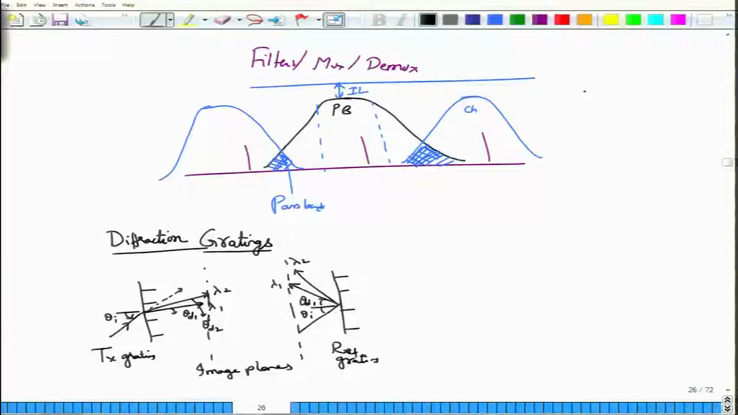In this module, we will continue the discussion of a couple of WDM components. We talked about filters, multiplexers and demultiplexers in the previous module. Filters can be used to implement multiplexers.